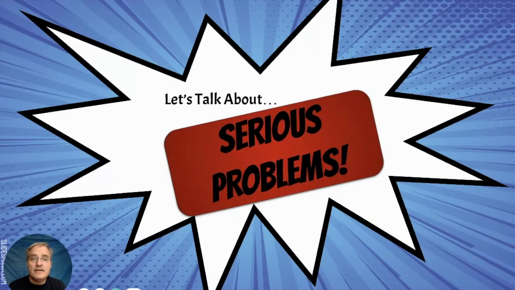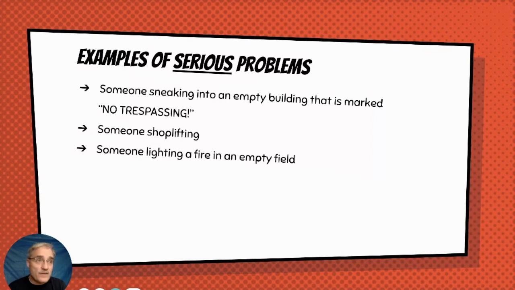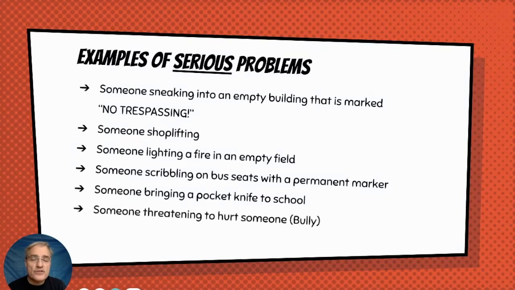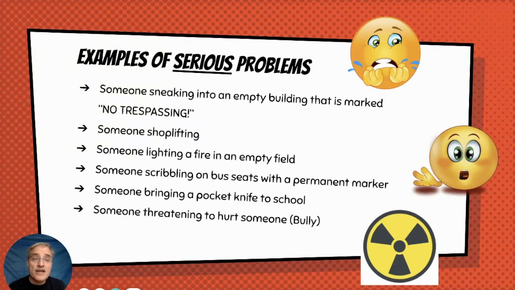Let's talk about serious problems. So remember, examples of serious problems. Someone sneaking into an empty building that's marked no trespassing. Someone shoplifting or stealing. Someone lighting a fire in an empty field or somewhere else that is not for fire. Someone scribbling on the bus seats with a permanent marker. Someone bringing a pocket knife or weapon to school. Someone threatening to hurt someone else, a bully. Those are serious problems. Scary and dangerous.